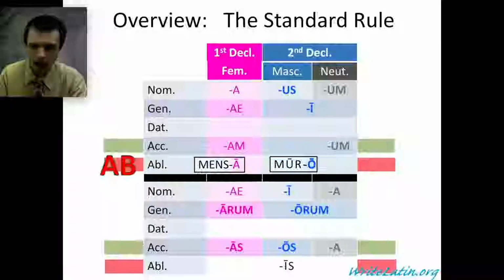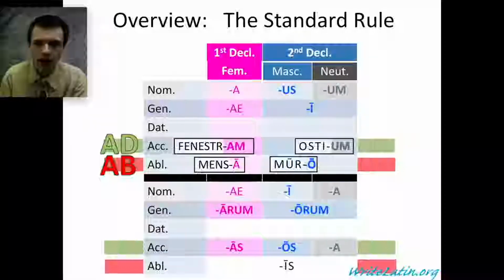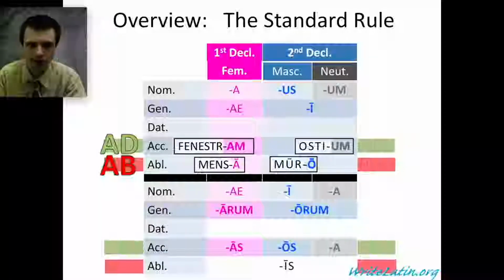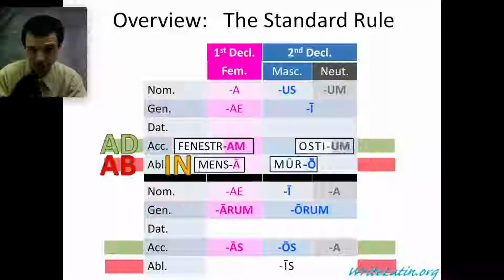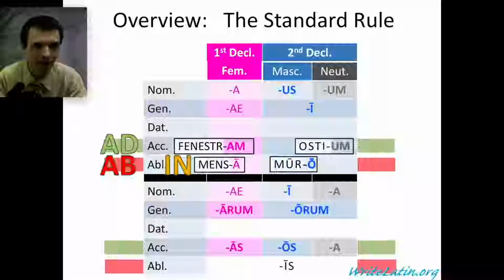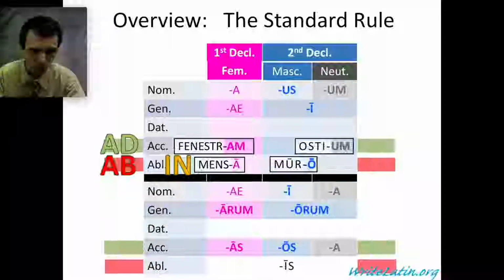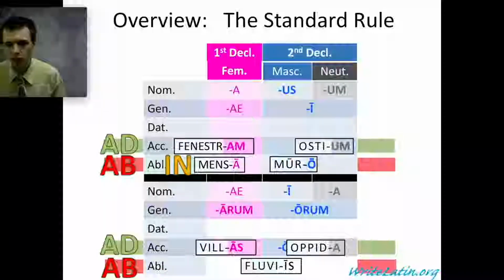Alrighty, so ab is used with the ablative, ad is used with the accusative, for example. So ab mensa, from the table, ab muro, from the wall, or ad fenestram, to the window, ad ostium, to the door. And of course, in is also used with the ablative. In mensa, meaning on the table. Remember, that's your special meaning, not in the table, because that doesn't make sense. Use the one that makes sense. On the table. And in the wall or on the wall, depending on what it is. Alrighty, so from the rivers to the houses or to the towns.